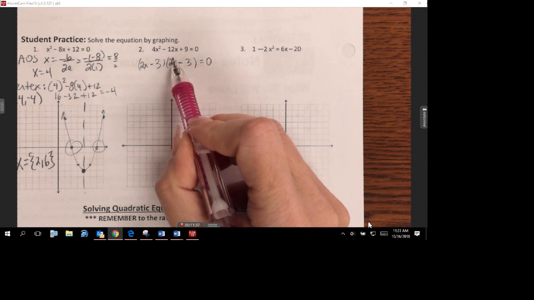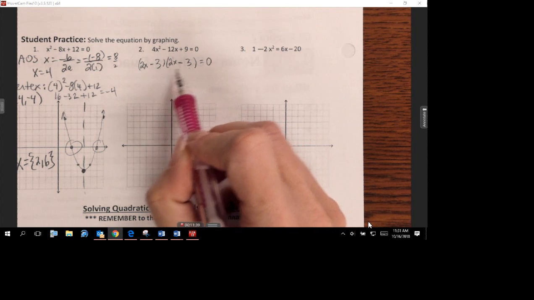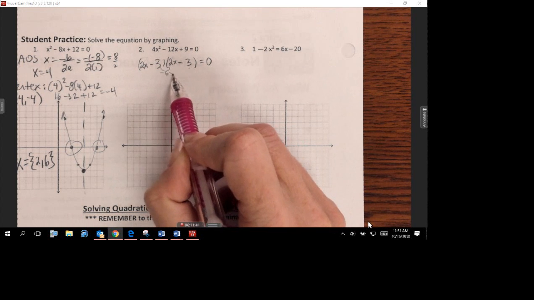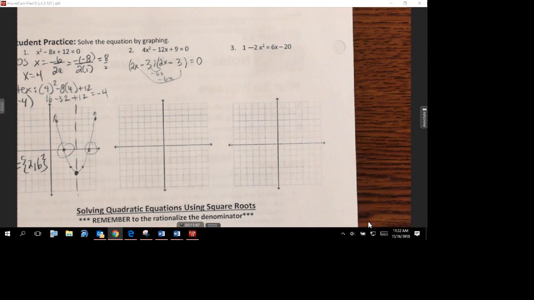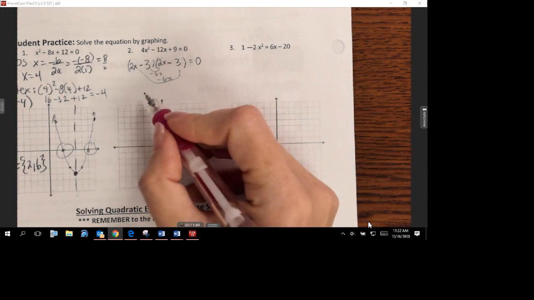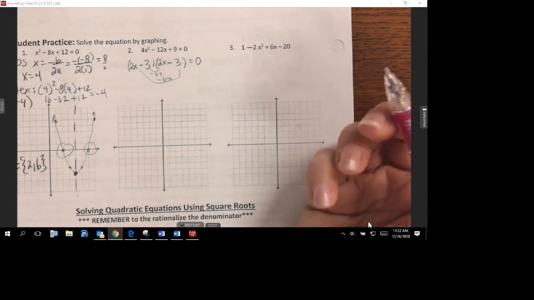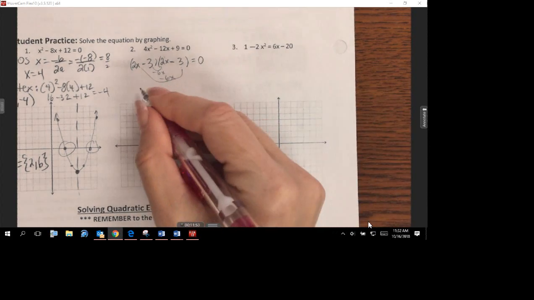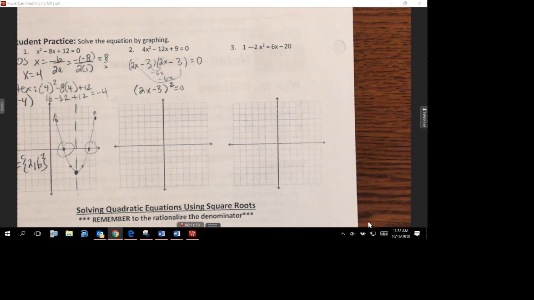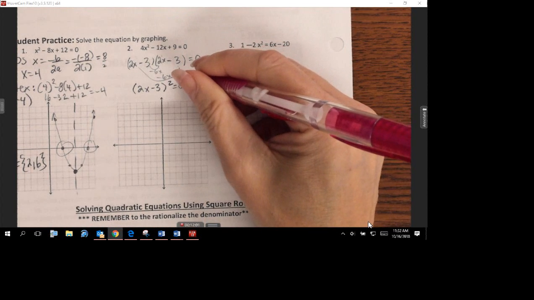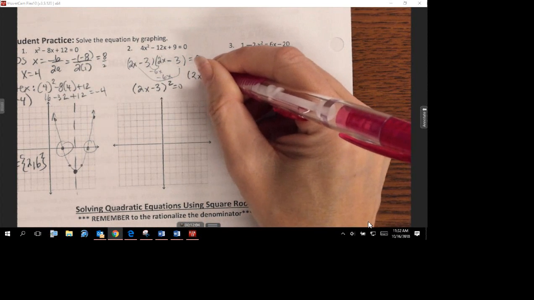So this definitely equals 4x squared. The last one definitely equals plus 9. The inside is now minus 6x, and the outside is minus 6x. Will that give me minus 12x? Okay. So I've got 2x minus 3 and 2x minus 3. They're the same. Factoring it, we would have written it as 2x minus 3 squared. But solving it, you have to set each equal to 0.